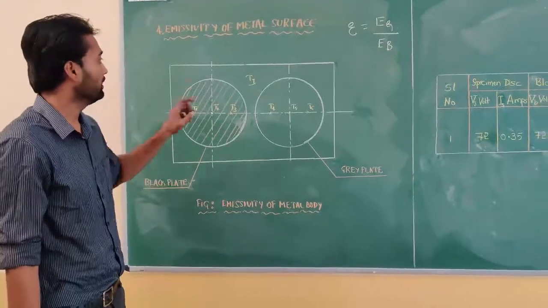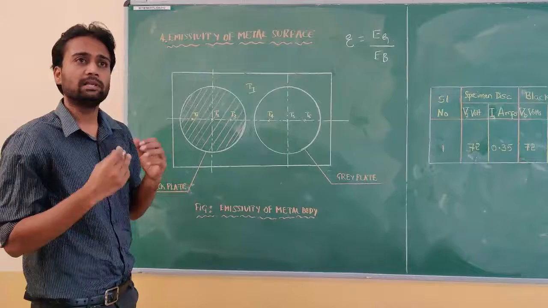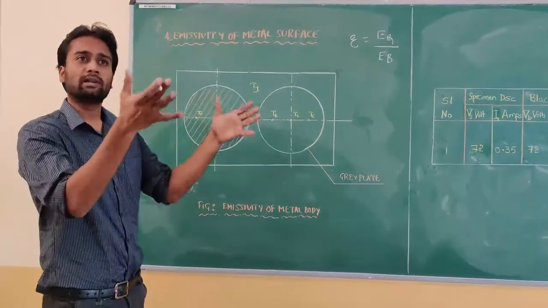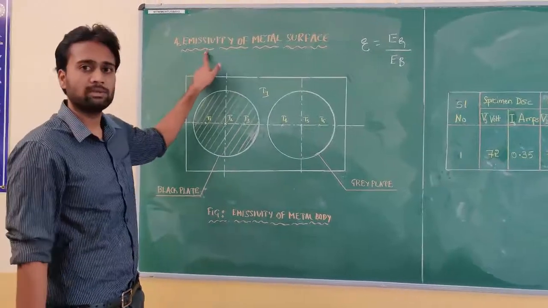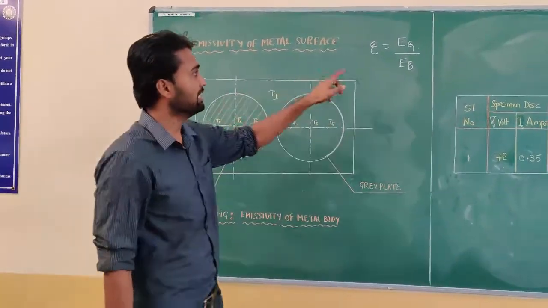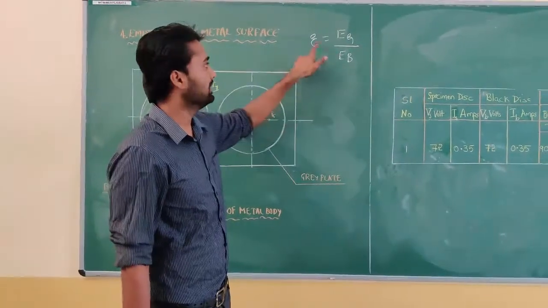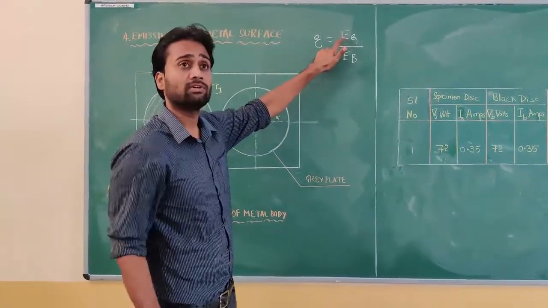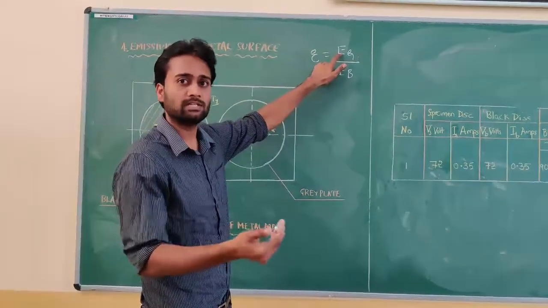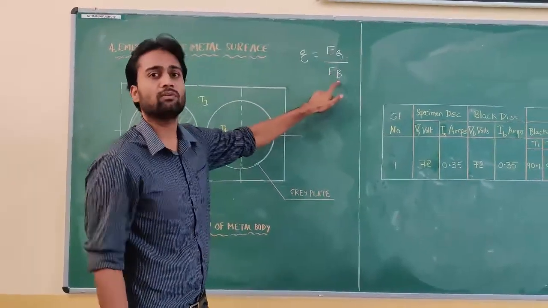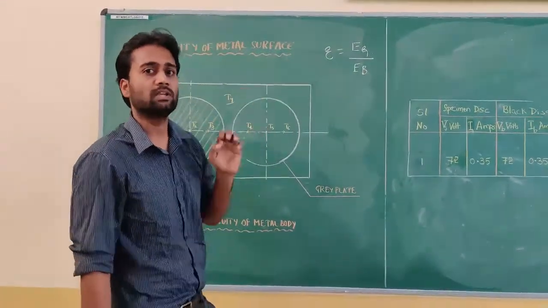Now we have to look at the term emissivity. Emissivity is the ability of a substance to radiate energy in all directions. That is the emissivity. Or else emissivity can also be defined with respect to the black body. The emissivity of a surface is the ratio of the emissive power of the grey surface, which is the test surface, to the emissive power of the black surface. So these are the two definitions for the emissivity of a surface.